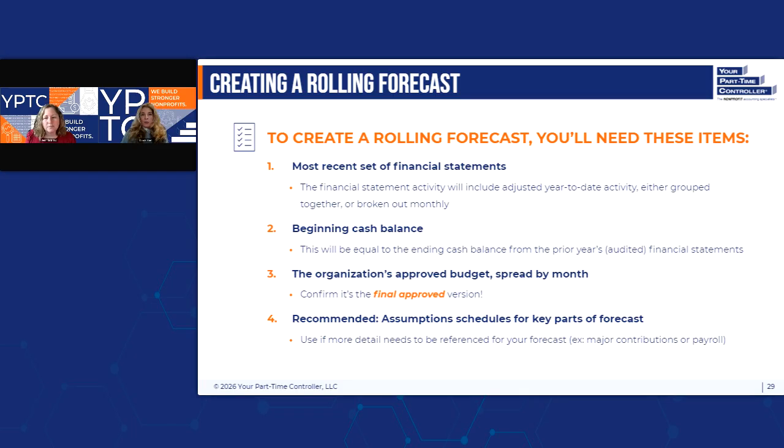You're going to want to start with your beginning cash balance. You want to confirm that that beginning cash agrees to your audited financial statements or your adjusted general ledger. You have to ensure that your cash balance agrees to your reconciled accounting records, because if it doesn't, you're going to start with an incorrect starting point, and it's going to make your forecast unreliable.